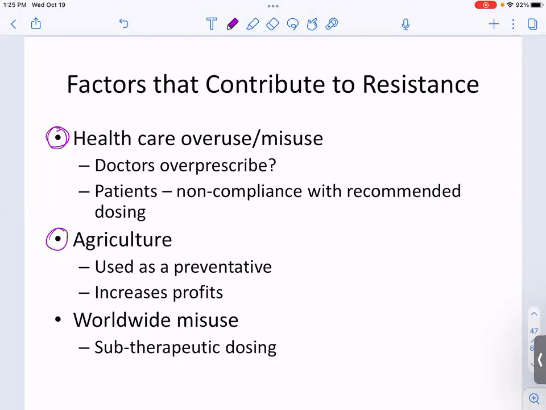And, you know, there's not conclusive proof that this is contributing to problems with human pathogens, but it's likely that it is. And worldwide, in some other countries, you don't need a prescription to get an antibiotic. So patients buy them in the pharmacy and maybe take the wrong dose, or again, don't take them as long as they're supposed to. So we think that that can contribute.